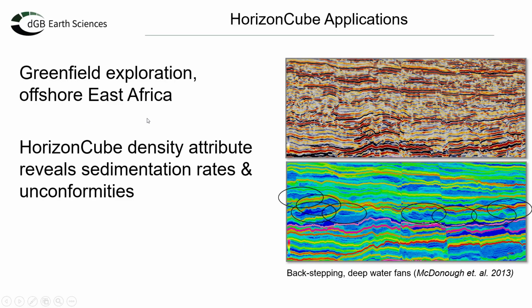This is an example from McDonough and some others from 2013. It's an exploration project offshore East Africa, where we have these long regional 2D lines. Looking at the seismic alone is fine, but it's hard to pinpoint features of interest here. So in this case, the HorizonCube density attribute was used to reveal where we have an inferred high rate of sedimentation versus a low rate of sedimentation. And what we got from that is, you can see here, these bluish colors show this backstepping fan system.